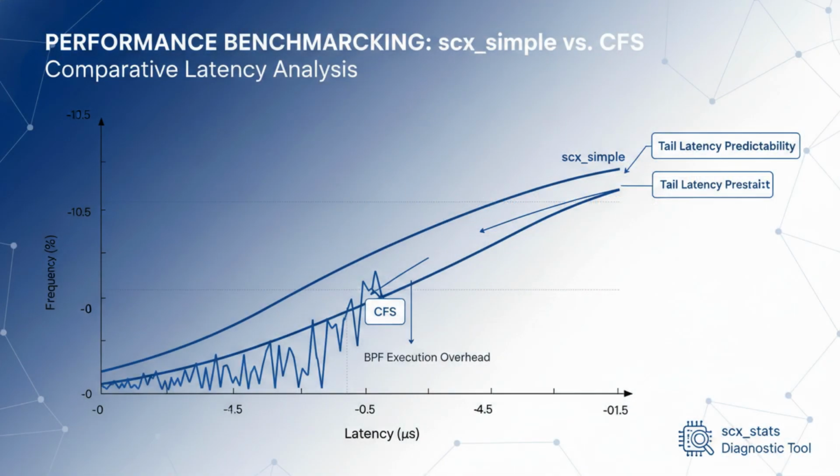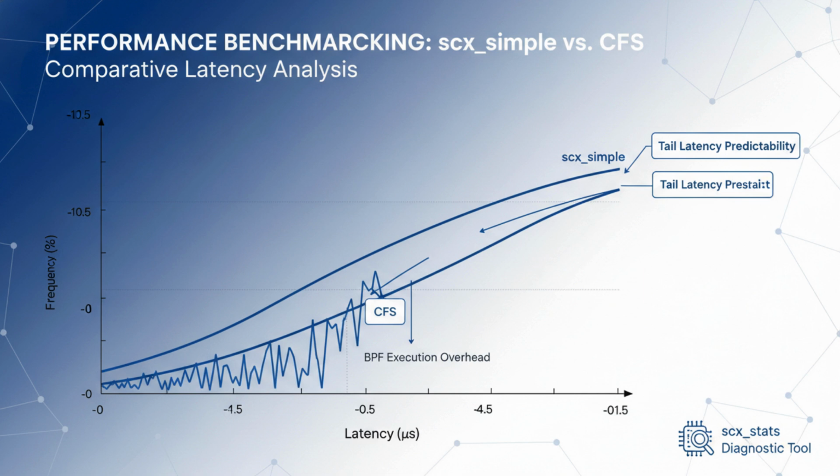How does SCX Simple perform compared to the standard completely fair scheduler? In general-purpose workloads, CFS is highly optimized and hard to beat. However, the beauty of SCX Simple is its low overhead for specific tasks. Because it lacks the complex load balancing logic of CFS, it can actually reduce scheduling latency for certain uniform workloads. By using tools like SCX stats and perf, we can measure the exact overhead of the BPF calls.